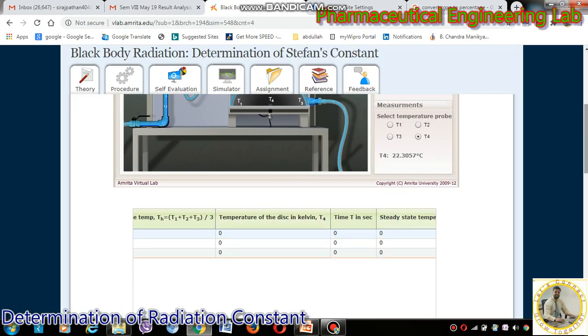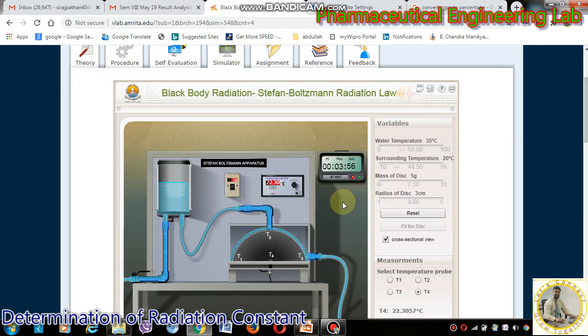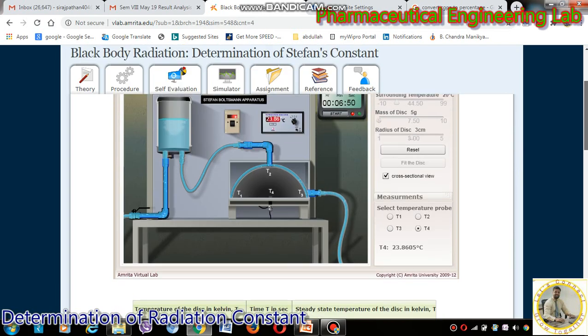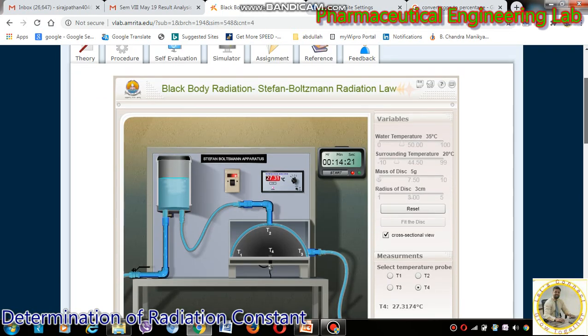Then I will show you what is steady state, but just a minute, I will turn the timer on again. Now I am taking another reading at 6.5 seconds. Now the temperature is 23. So as the time goes on increasing, the temperature also goes on increasing. That I want to show you. Now I will take the third reading at 14.21, and it is 27.31. You can see the temperature is continuously increasing.